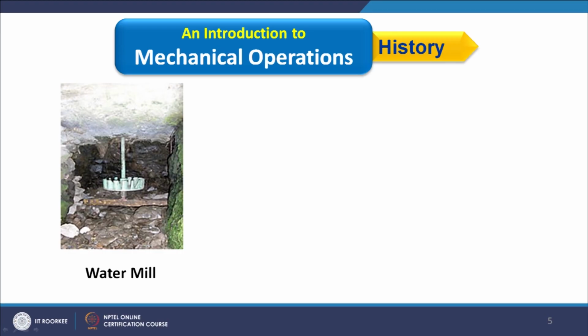Another example from history I have taken is, if you consider this, the water mill. Now what is this water mill? If you can see this figure, it has a shaft, a vertical shaft, and over here we have the rotating disc.